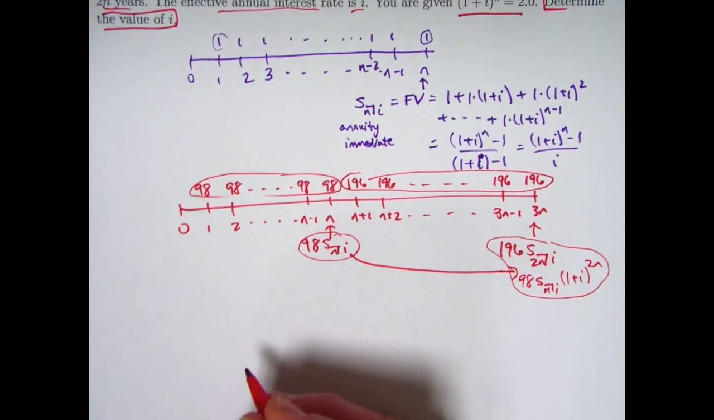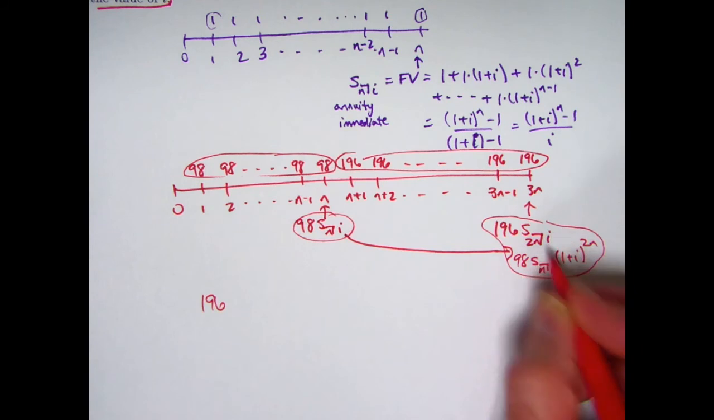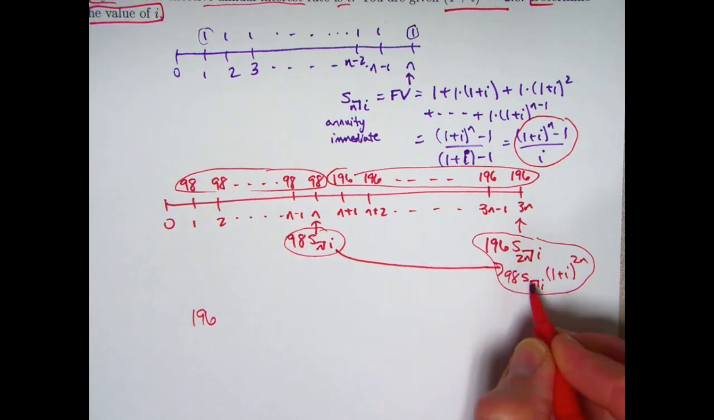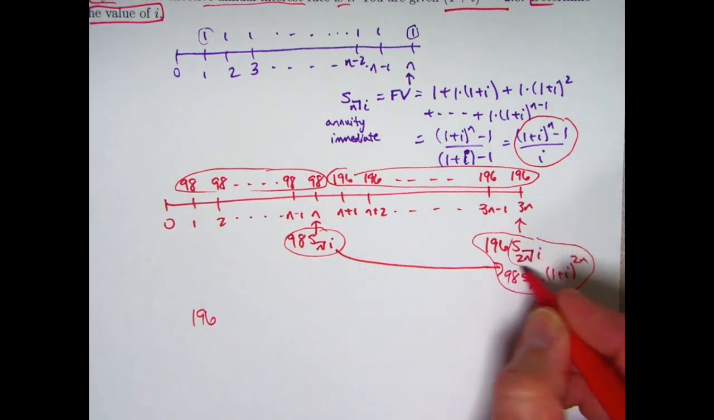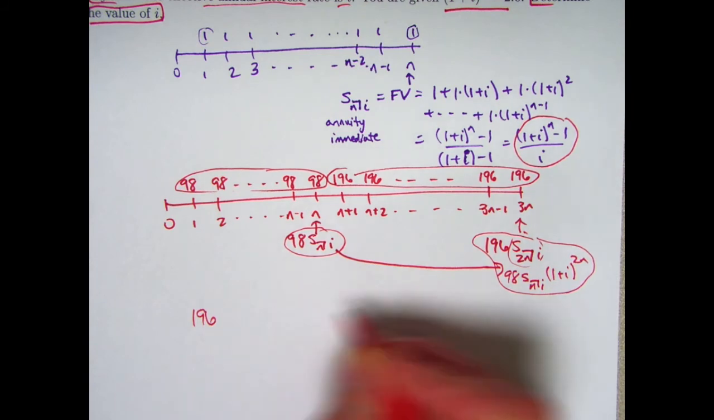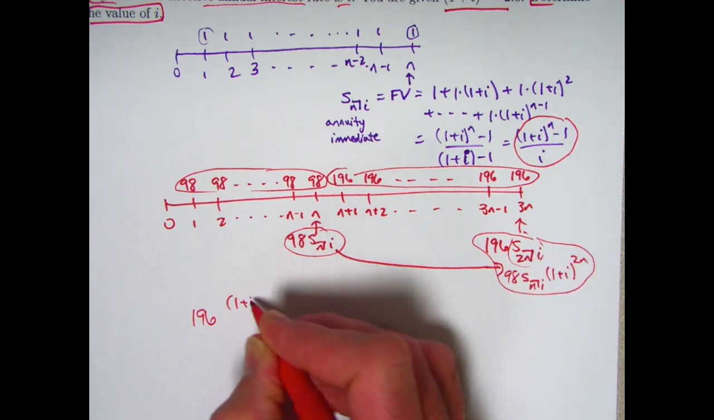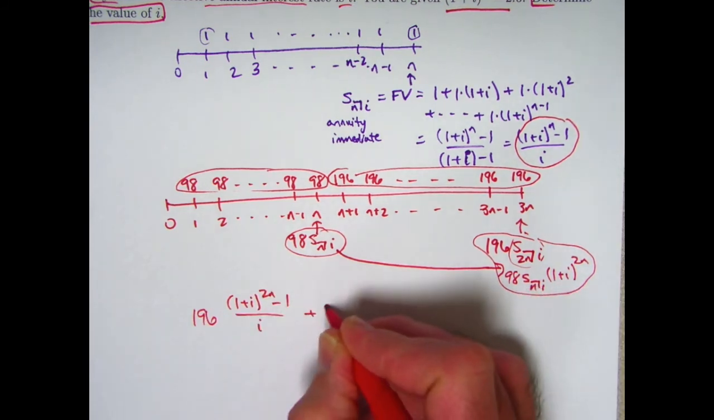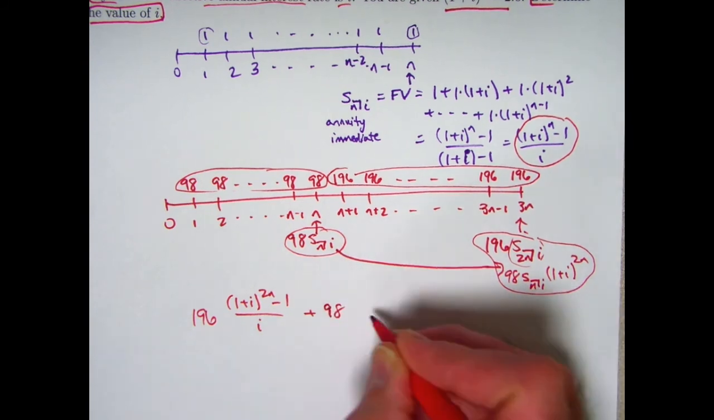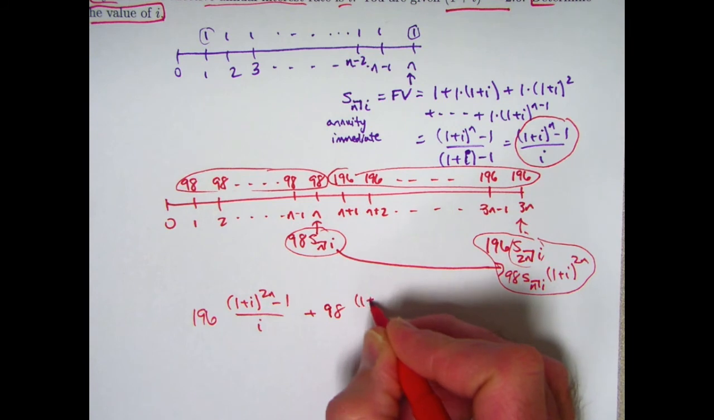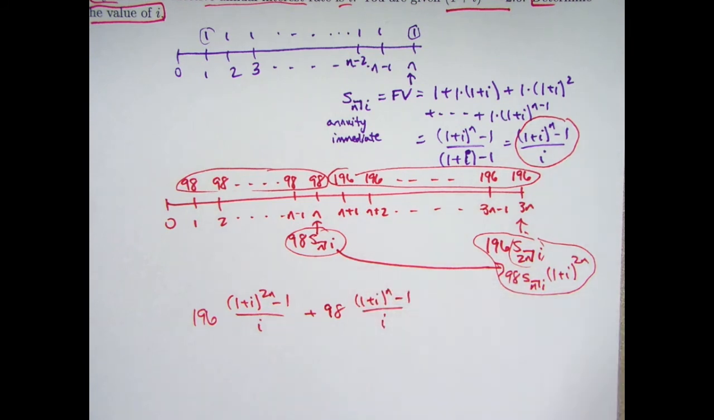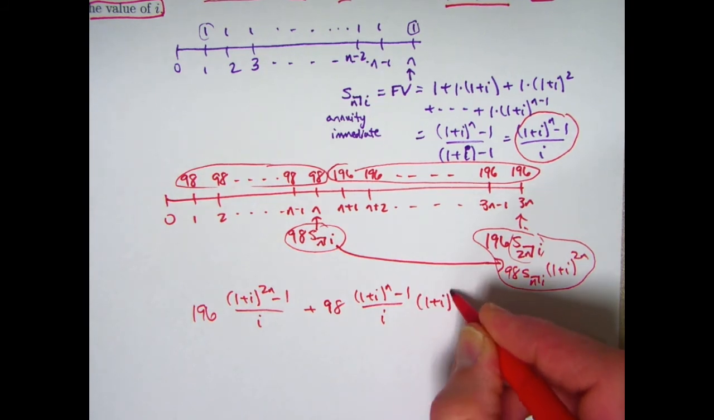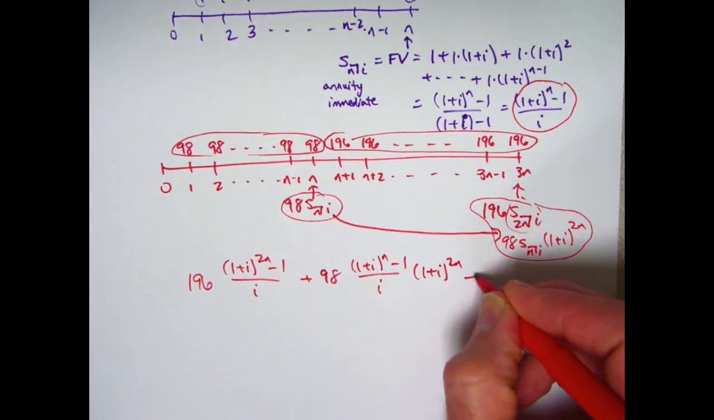Okay, so I can set the sum of those things equal to 8,000. I can also replace these s's with the appropriate expression related to this thing here. This one right here, being multiplied by the 196, there were 2n payments, so it's going to be 1 plus i to the 2n minus 1 over i. Then I have the 98. There were n of those payments, so I replace this s with 1 plus i to the n minus 1 over i. And then I also have to multiply that by 1 plus i to the 2n. This is what needs to equal 8,000.